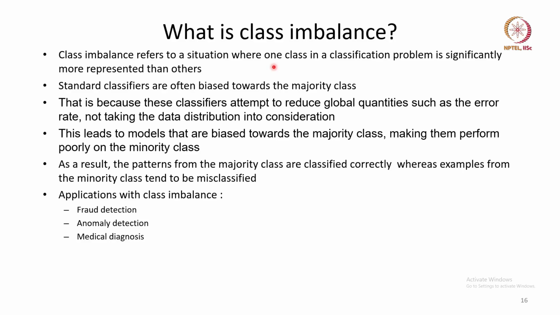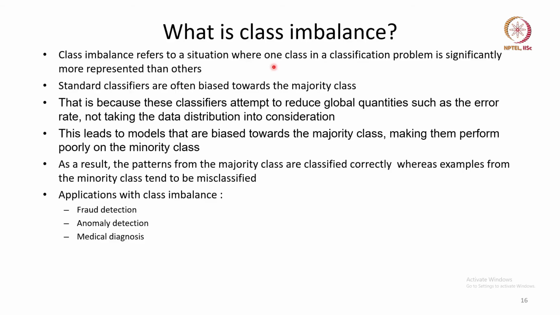So what happens is that you may find that the majority class is being classified properly because it's a predominant class, and your classifier may be more biased towards that because it has more examples of that class, and it may be performing poorly on the minority class. Patterns of the majority class are classified correctly, but examples from the minority class may be misclassified. And this type of thing is not good when the minority class is very important, right?